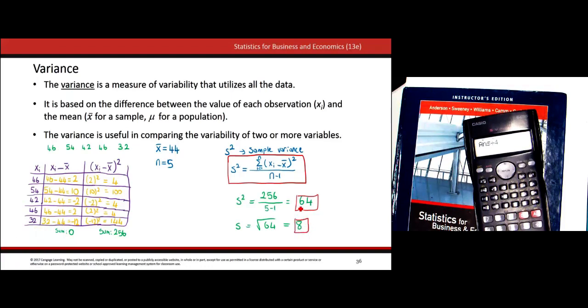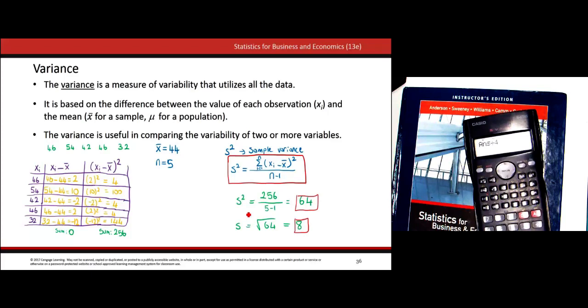Now the other important thing about the variance and the standard deviation: variance can never be negative, so standard deviation also can never be negative. Even if you get xi minus x bar with negative values, you square those and they become positive. So variance can never be negative, and neither can the standard deviation, because the standard deviation is the positive square root of the variance.